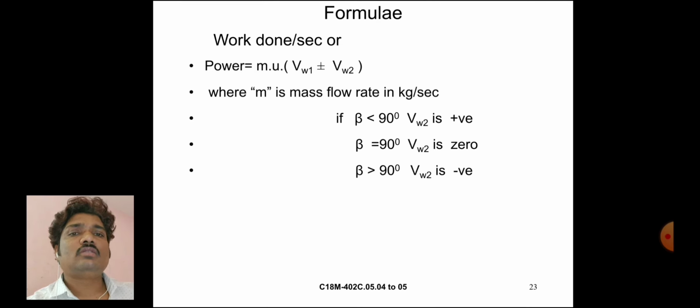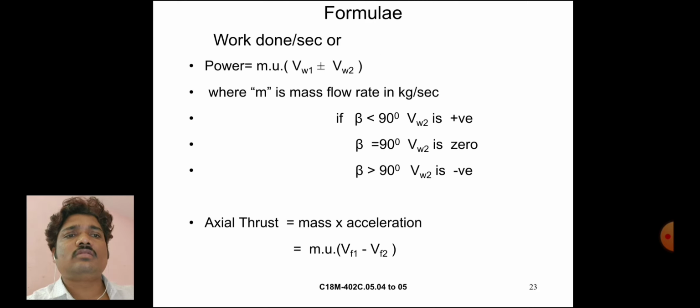Axial thrust equals mass into acceleration, which is m into (VF1 minus VF2). VF1 is the steam inlet flow velocity and VF2 is the steam outlet flow velocity.